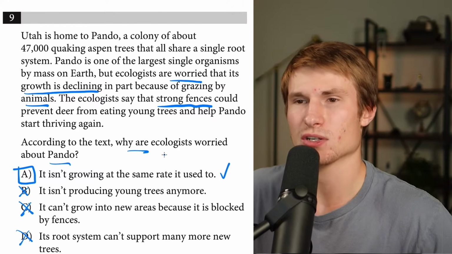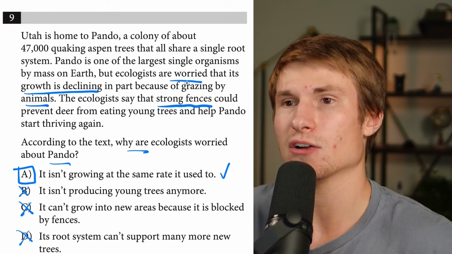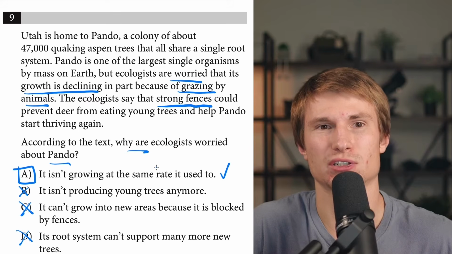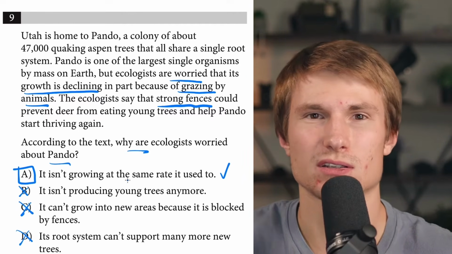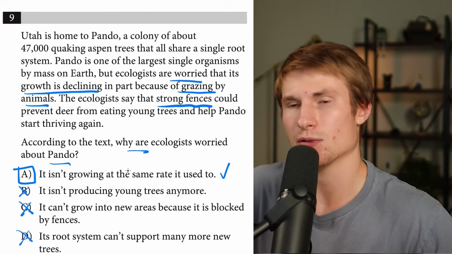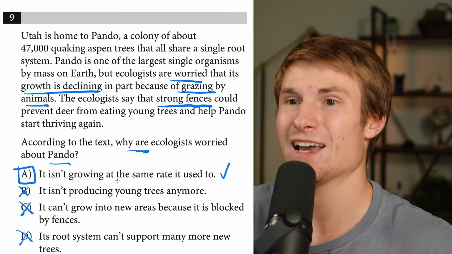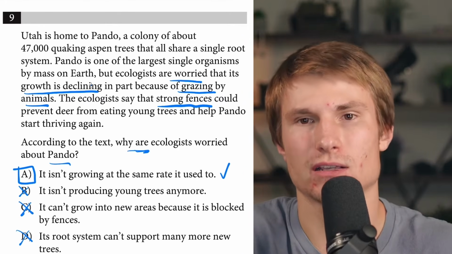The reason that I wasn't 100% sure on it at first is pretty much just because it's not super specific, right? Ecologists are worried that its growth is declining in part because of grazing by animals, so I was wondering if there's going to be a choice that mentioned both. But in this case, answer choice A would be perfect, right? It's ultimately stating that they're worried about it. Why? Because it's not growing at the same rate it used to. Its growth is declining. Okay, so our answer would have to be A.